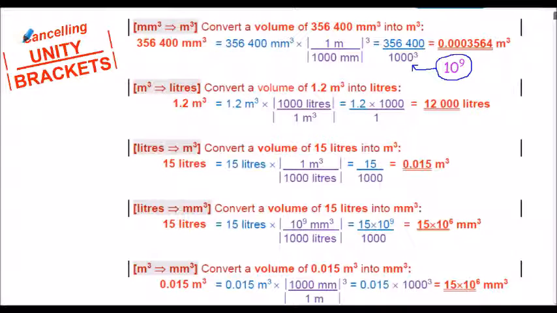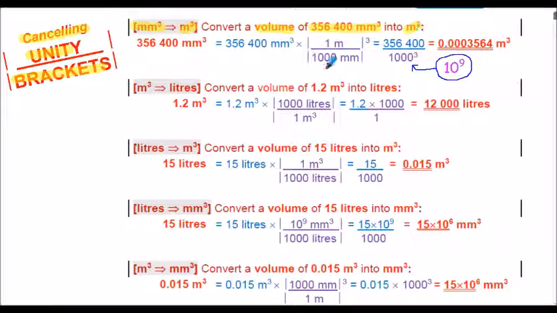And again, just for reference, I'm referring to cancelling unity brackets here. This is something we reviewed in a previous presentation, but unity brackets offer a very structured way of converting between various units. Just very briefly, an illustration here. We want to convert from millimeters cubed to meters cubed. Here we've got a volume that's 356,400 millimeters cubed, and we want that in meters cubed.